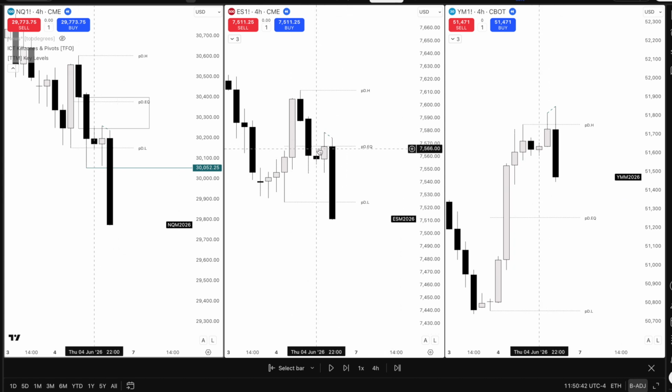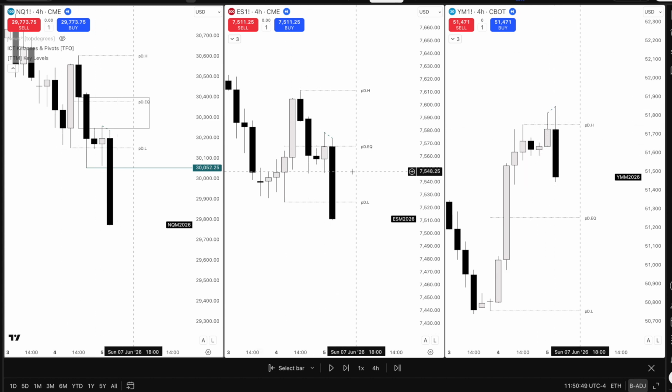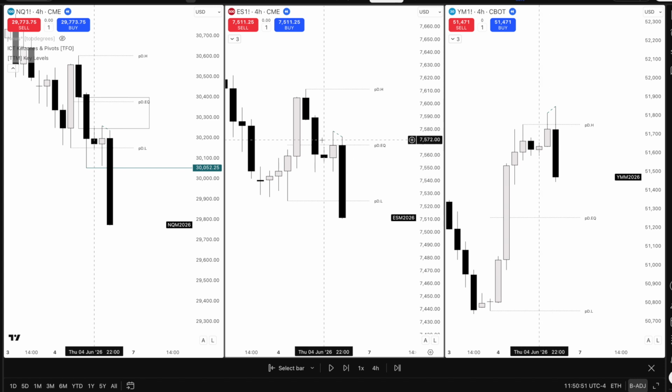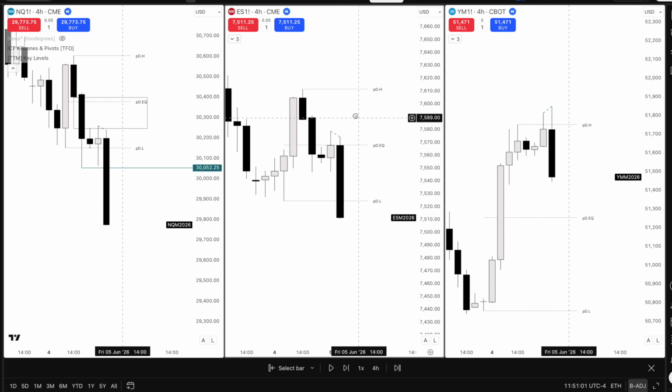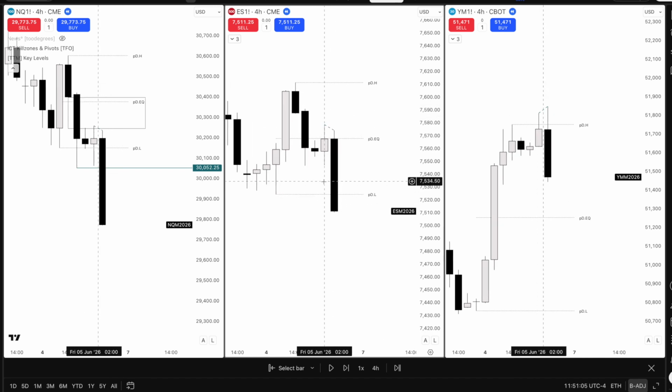And this all happened inside of this 4-hour fair value gap at the same time as YM swept previous daily high, forming a 4-hour SMT, because we didn't manipulate this high on ES, and on NQ we didn't manipulate this high, but on YM we did manipulate that high. So that was my 4-hour SMT, and obviously my target was the previous daily low.